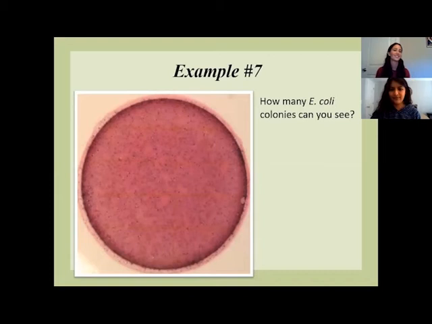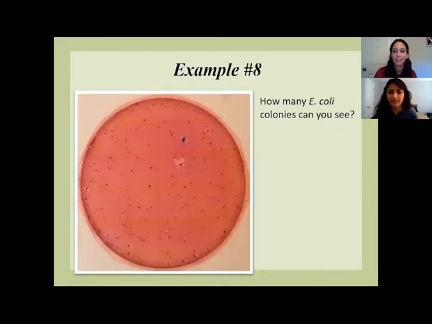What's this one? The votes are rolling in. Amazing. We got 100% TNTC. It is the forbidden jam. All right, example number eight.